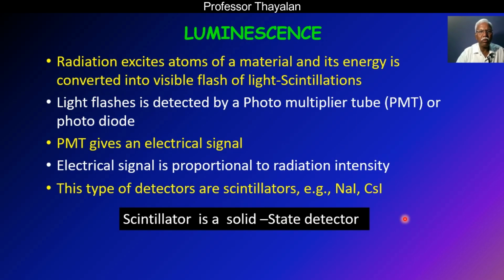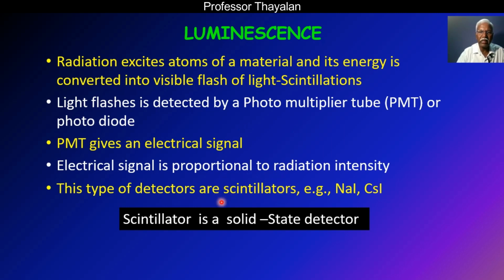Let us see what luminescence is. If you take certain crystals and pass radiation to the crystal atoms, what will happen? The energy is converted into a visible flash of light. This property we call scintillation. That means if you give radiation to certain crystals, the crystals absorb the radiation energy and give a flash of light. The flash of light we call scintillation. So these crystals are generally called scintillators.